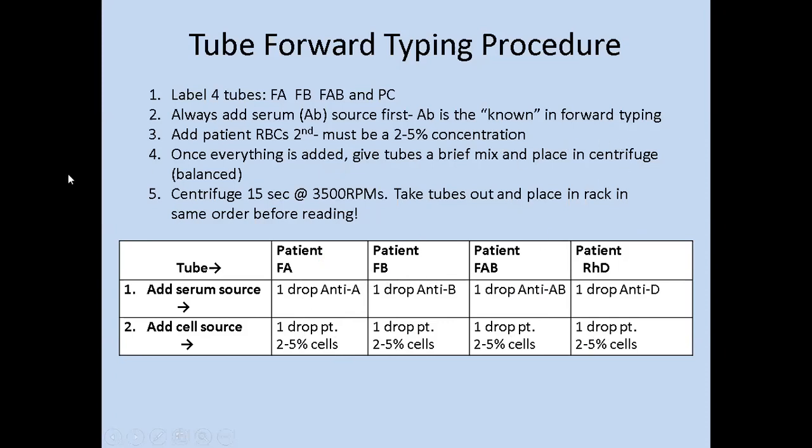And here's the difference. We're going to centrifuge at 3,500 RPMs, but only for 15 seconds. So just remember, when you're centrifuging to wash cells, it's a longer time. You want to get rid of the dirt, right? The dirty laundry, wash longer, that's 1 minute. When we're centrifuging to read a reaction, it's only 15 seconds centrifugation. We're going to take our tubes out of the centrifuge and we're going to put them back in our test tube rack in order before we start reading.